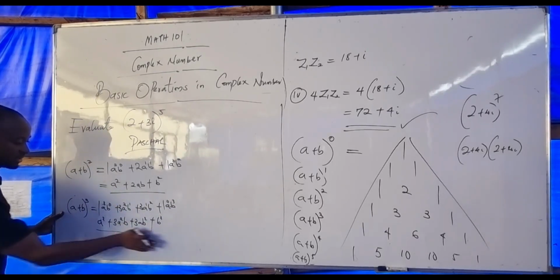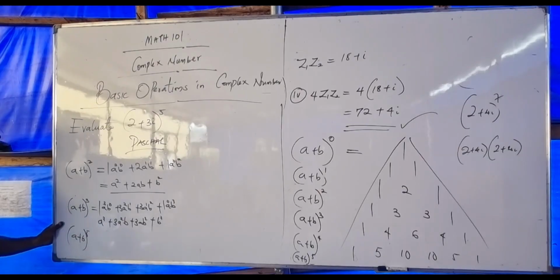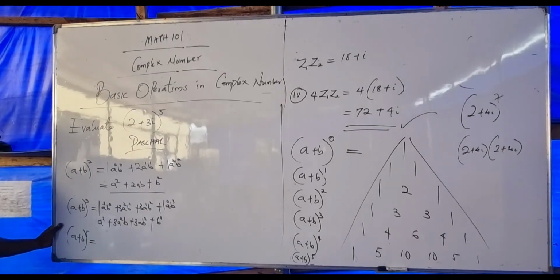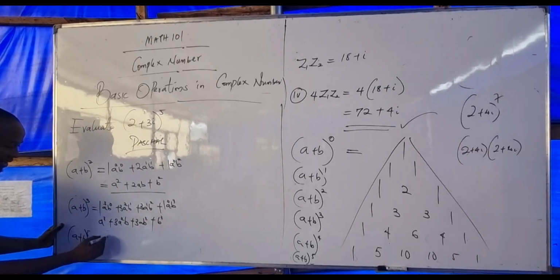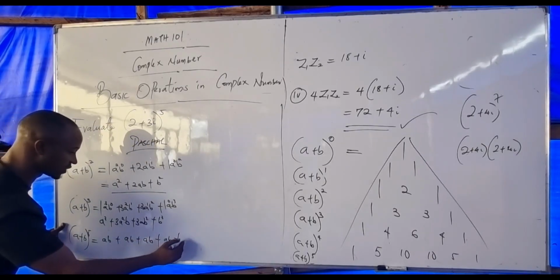That's the expansion for this. Let's play around. a plus b raised to power 5. How many times will I bring out AB? 6. So let's go. AB plus AB plus AB plus AB.